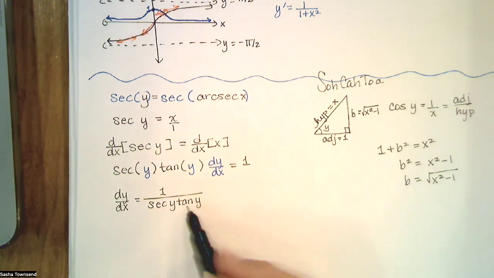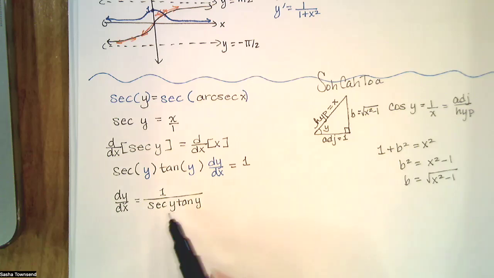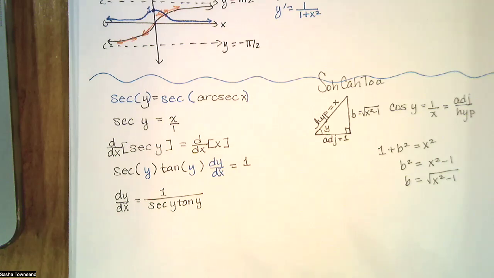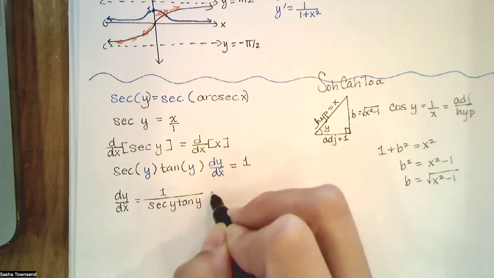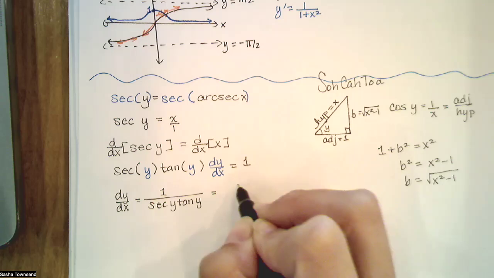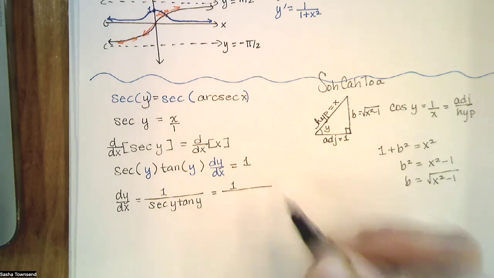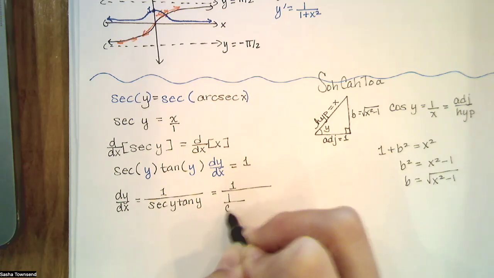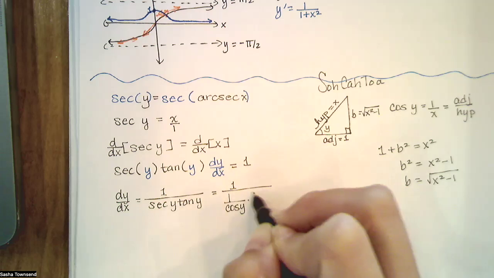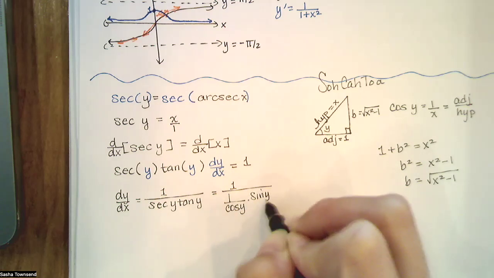Now we need our answer in terms of secant and tangent to substitute right here. Actually, I'm still thinking in terms of sine and cosine. So secant is 1 over cosine. Tangent is sine divided by cosine.